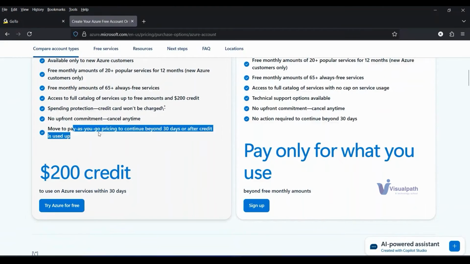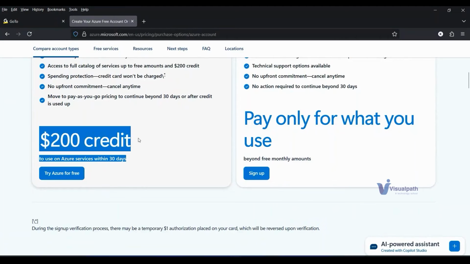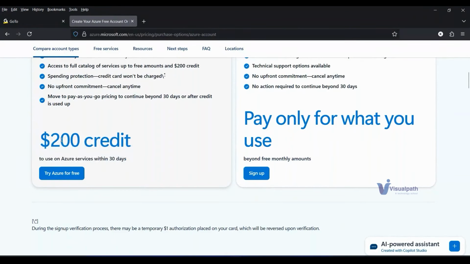And you'll be given a choice to turn this into a pay as you go model after you reach your 30 days. So that is where the 30 days capacity will come into the picture. And to protect you against bills, you'll get about 200 US dollars of credit.